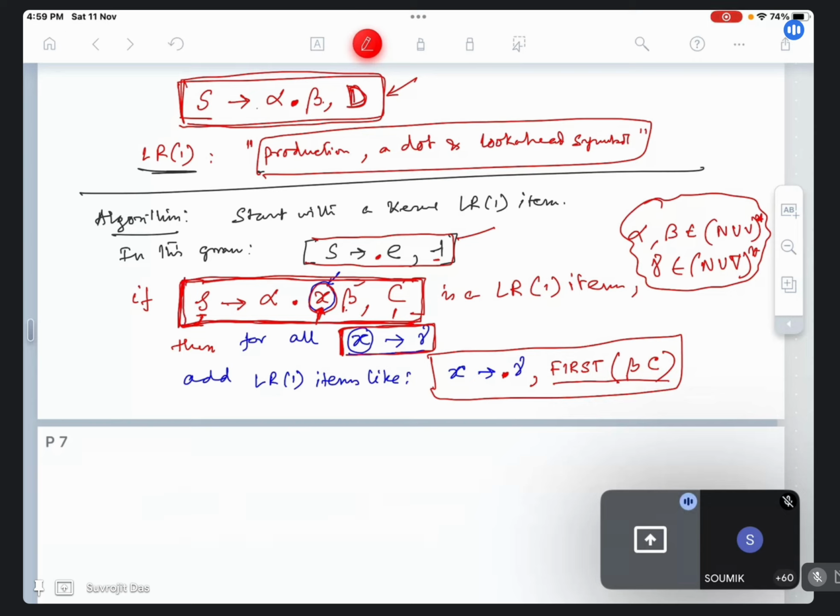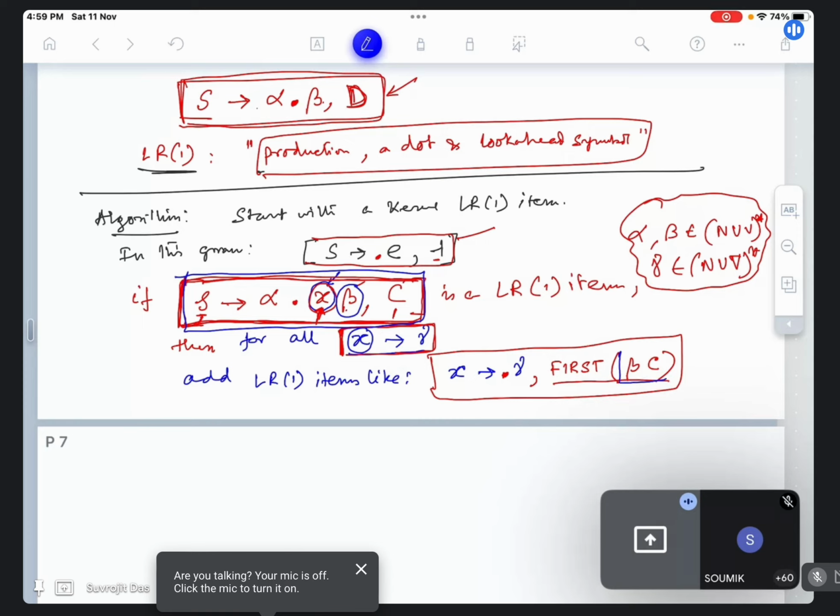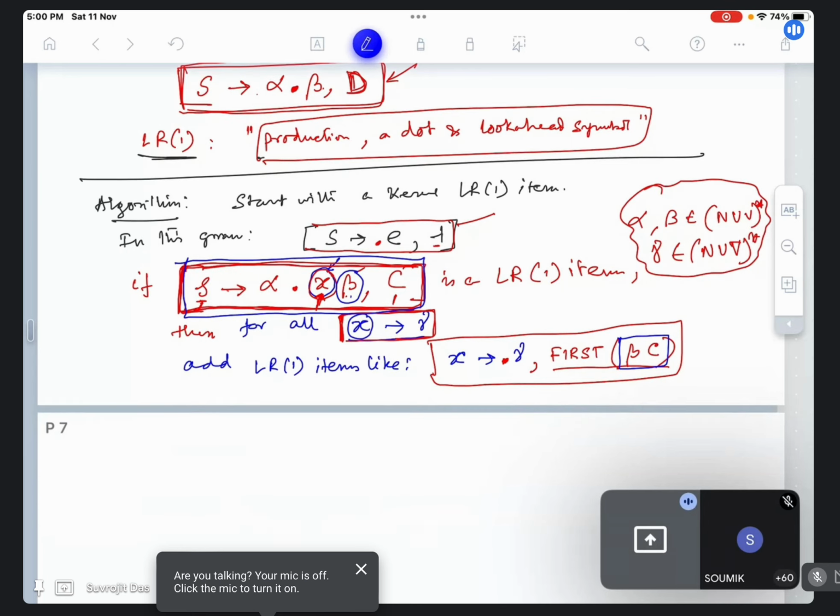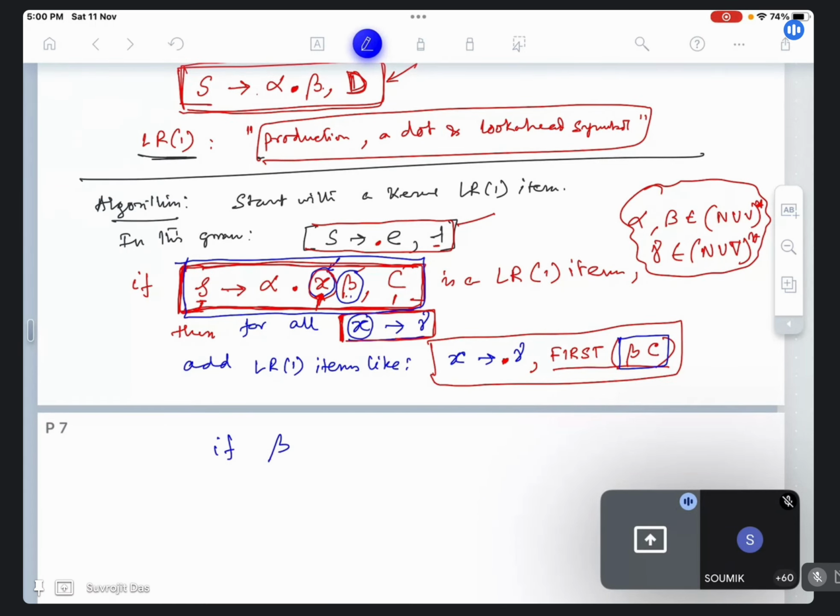So from this LR item, straightforwardly, anything that follows X must be in the first of beta, right? That is very simple. So what do I mean by first of beta C? I mean first of beta and then C. That is, if beta is eventually nullable, that is, if beta is nullable, then the LR item looks like X goes to dot gamma, comma, C. So this is called direct inheritance.